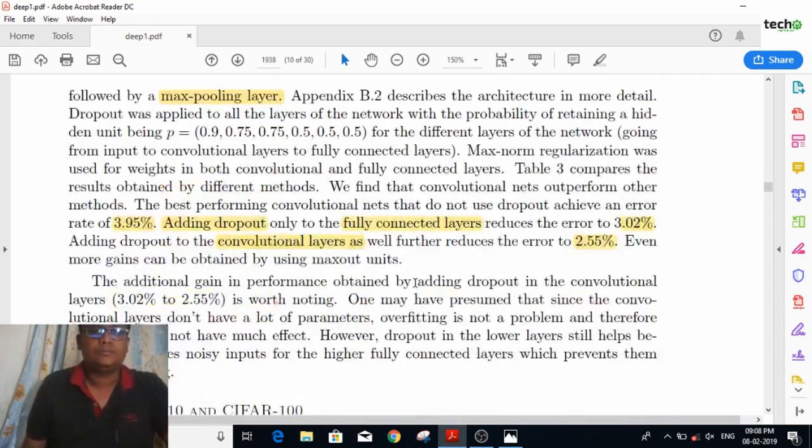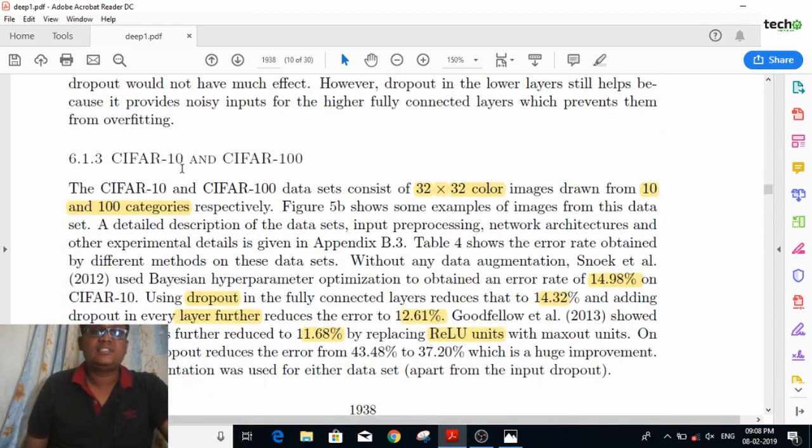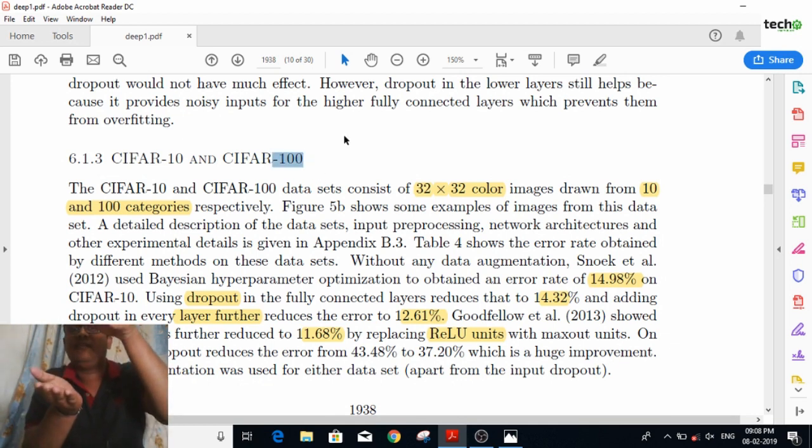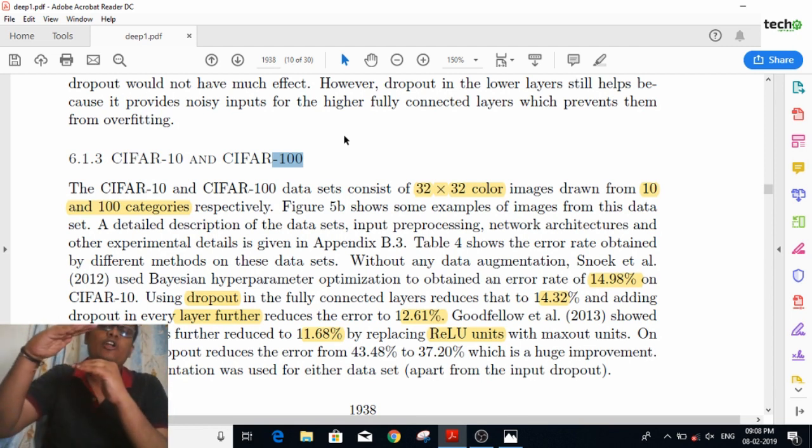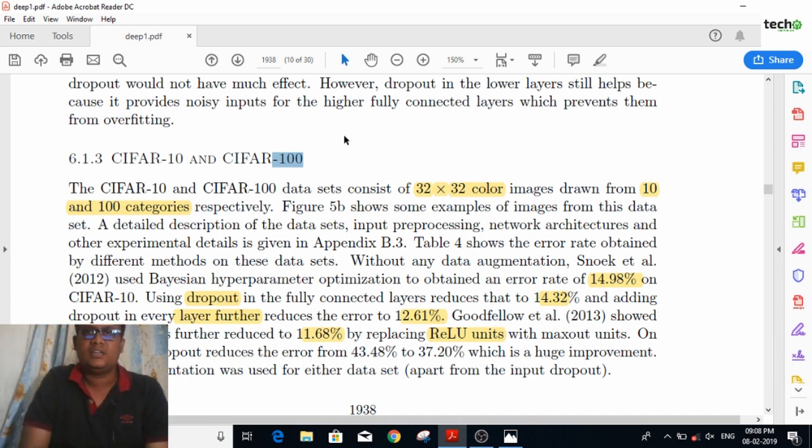dropout layers and all. So the next one is CIFAR-100 and CIFAR-10. This number tells that the end results will have these many categories. If it is CIFAR-10, it is going to provide you 10 different decisions. If it is CIFAR-100, the neural network is capable of providing 100 different decisions.